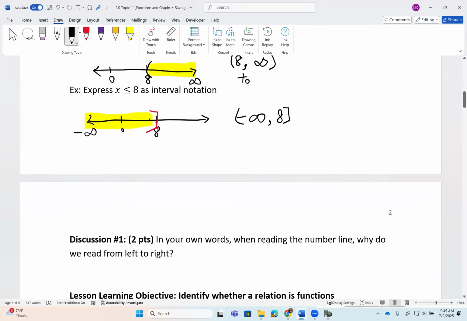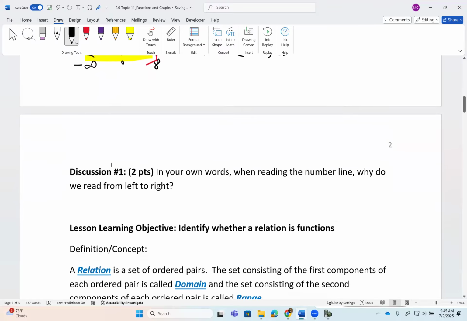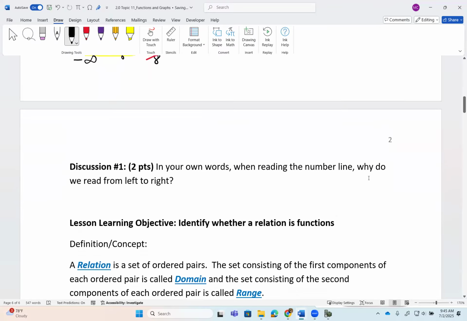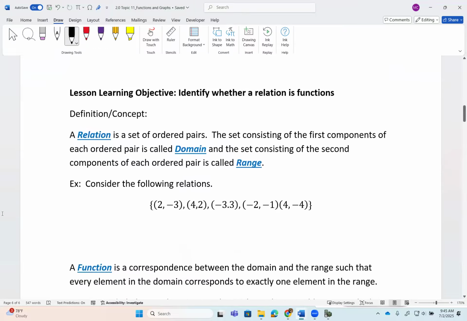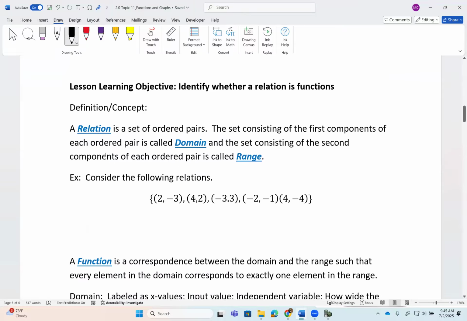All right. So in your first discussion question, when reading number lines, why do we read from left to right? It's because we read from the small number to the large number when we read the number line. All right. So with that out of the way, let's take a look at some of these definitions.